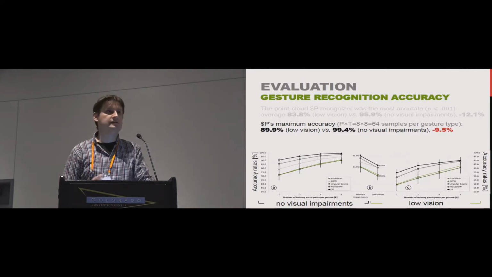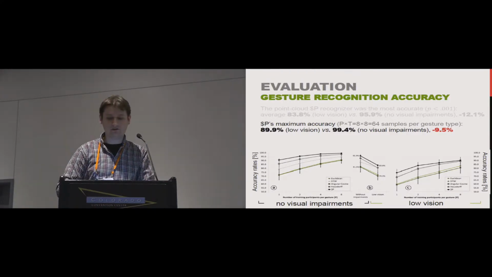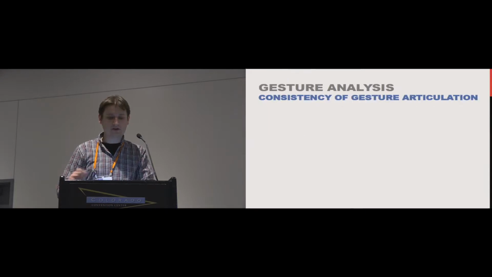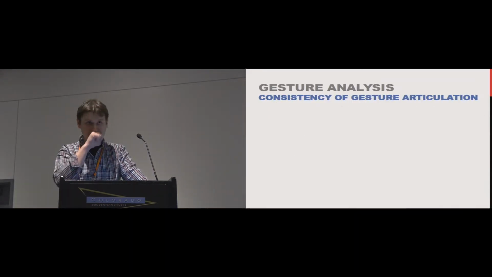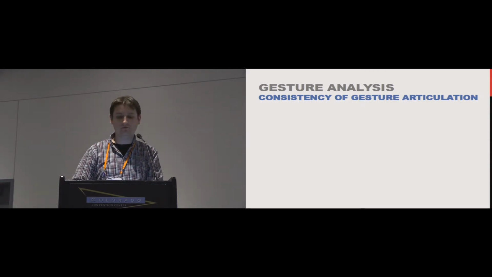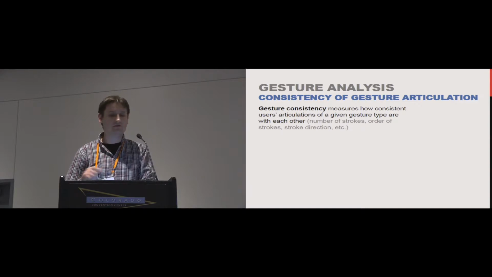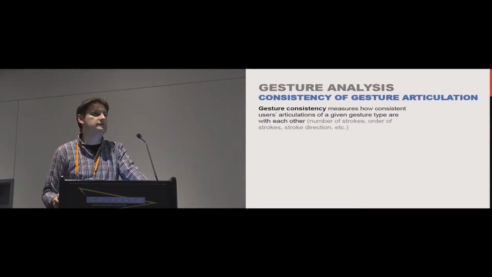So in order to understand these differences in gesture recognition accuracy between the two groups, I conducted several gesture analysis procedures. One of them was to compute the consistency of gesture articulation. So gesture consistency is a measure that quantifies how consistent a user manages to produce the same gesture type over and over.